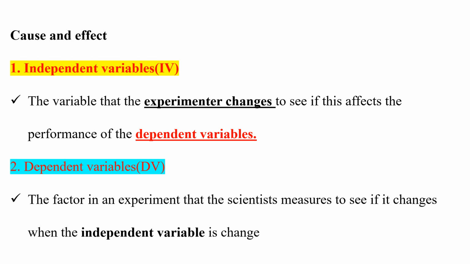The first one is independent variables, and the second one is dependent variables. Independent variables are variables that the experimenter changes to see if they affect the performance of dependent variables. When we conduct research, for example, if I have two farms, farm 1 and farm 2, and I'm adding fertilizers to farm 2, then farm 2 is called the independent variable because it is changed by the experimenter.